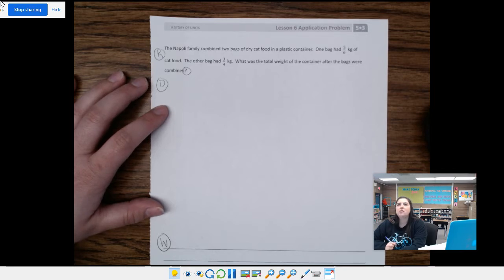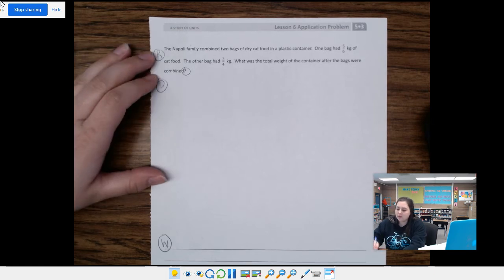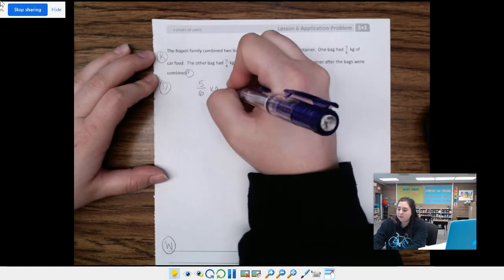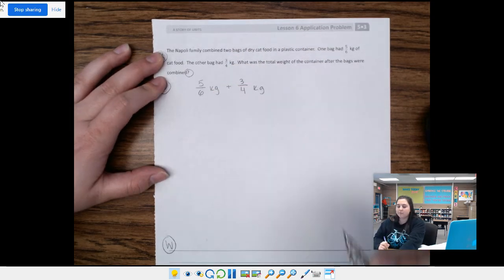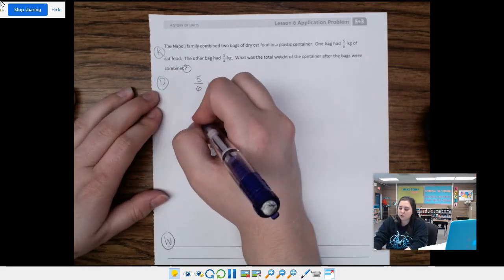Okay, so here's what I know. They're putting this cat food into one container, but they have 2 bags. If something's being combined, we're going to end up figuring out how much total cat food there is. That's an addition problem. So I'm going to be adding 5/6 of a kilogram plus 3/4 of a kilogram. Let's do that. So I'm going to draw a picture.